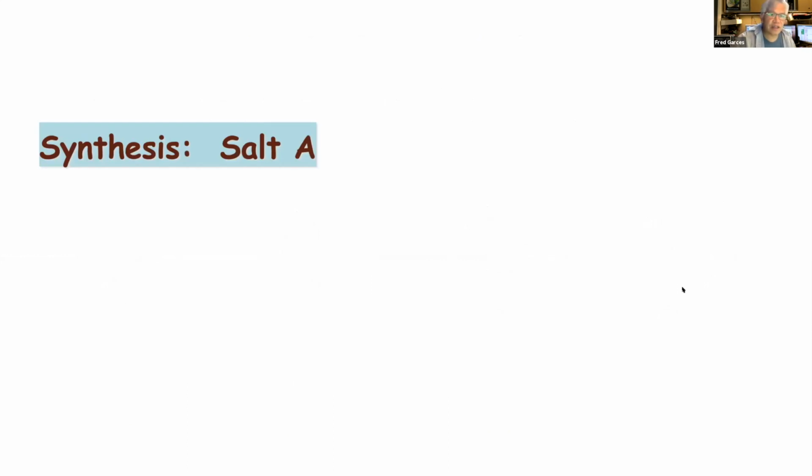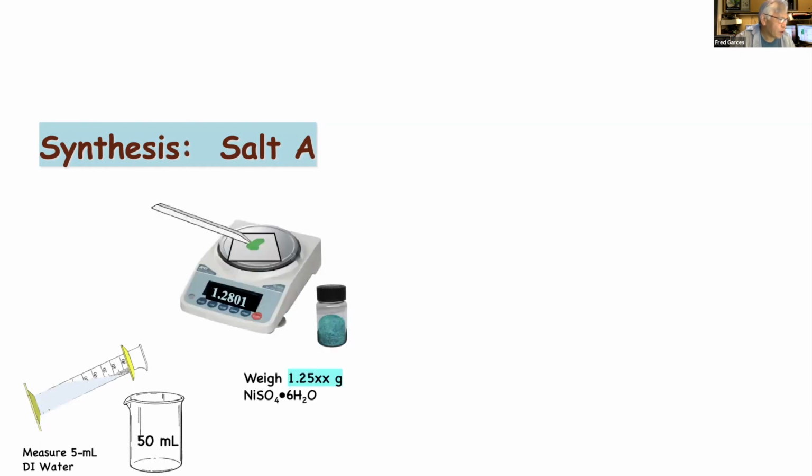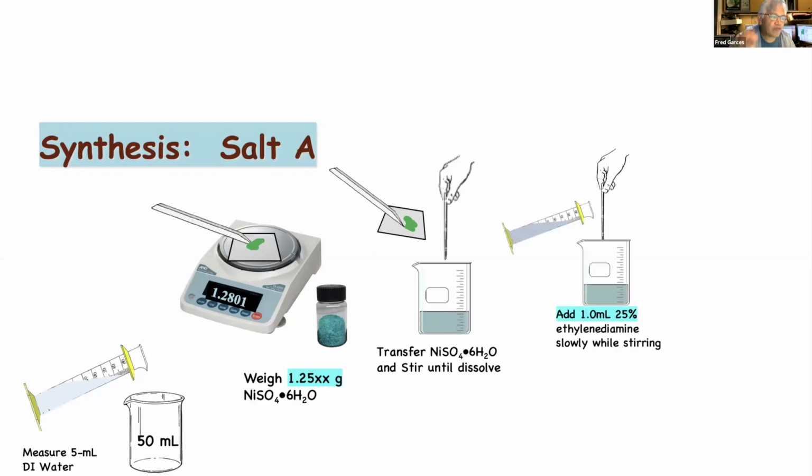And this is the synthesis of salt A. We take water, about 5 milliliters of that. We weigh out the nickel sulfate hexahydrate, and it's about 1.25 grams. You see the exact mass in the data sheet. Then we add it to water, and then we add about 25% ethylenediamine. It's actually ethylenediamine solution. It's 25% of 1 milliliter. So if you think about it, it's 0.25 milliliters of ethylenediamine. But we're adding 1 milliliter of 25% ethylenediamine.